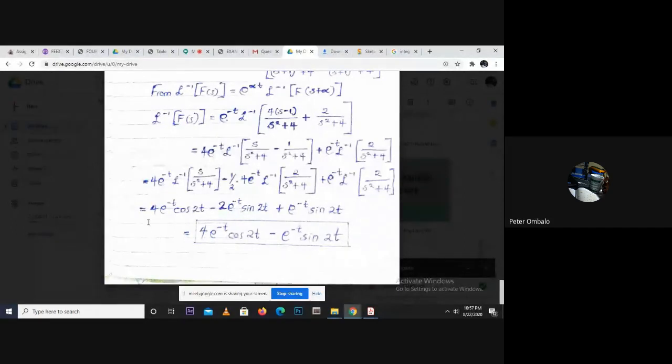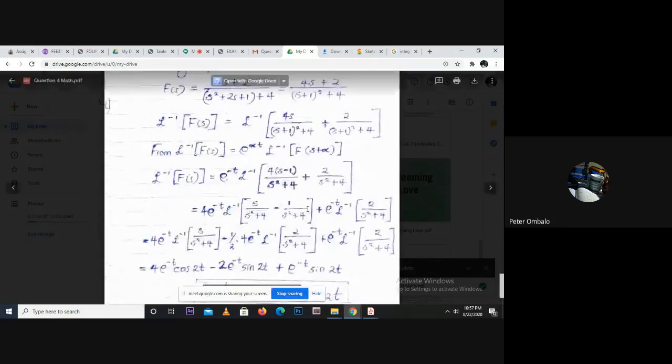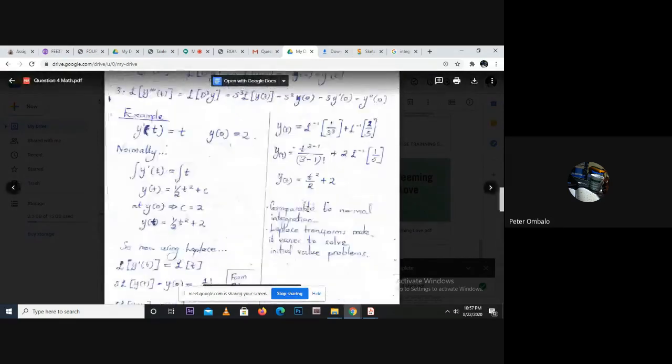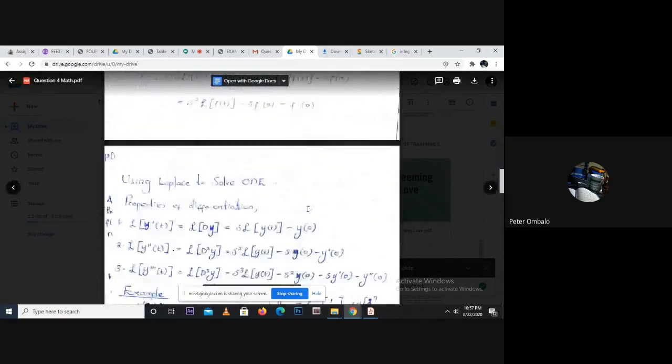So this first part remains negative 2 plus 1 of the same term, which gives us a negative of the same term. So 4e to the negative t cos 2t minus e to the negative t sine 2t. Yeah, that marks the end of Laplace transforms. Any questions?